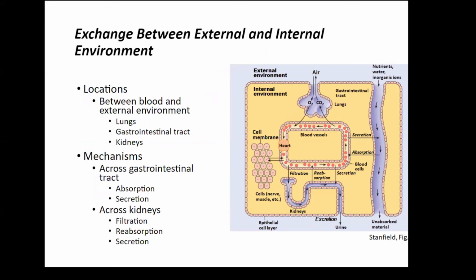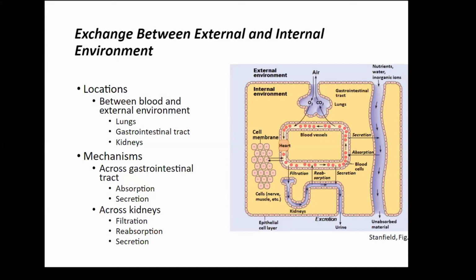Okay. We want to think about the locations where this exchange is happening between the external environment and the internal environment. So we're basically thinking about these basic compartments when we think about that exchange. We're going to have exchange between the blood and the external environment, and this will happen when the blood and the external environment are in close contact. So specifically in the lungs, we have very close contact. In the GI tract and in the kidneys, we'll see that we have capillary systems pressed up right against the external epithelial layer in these locations.